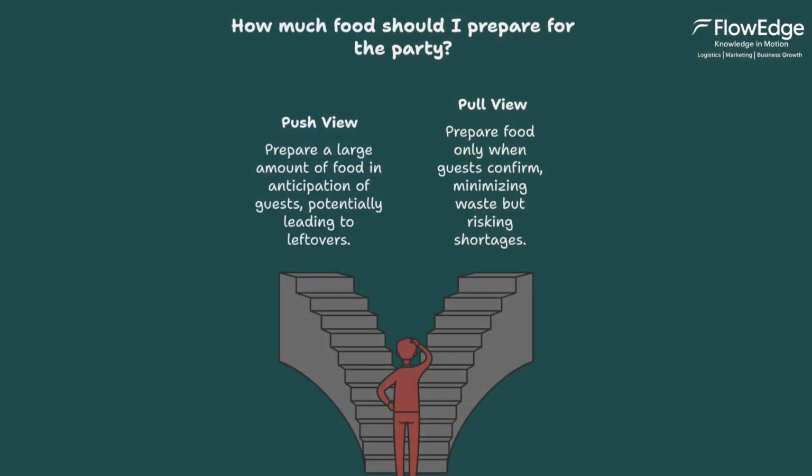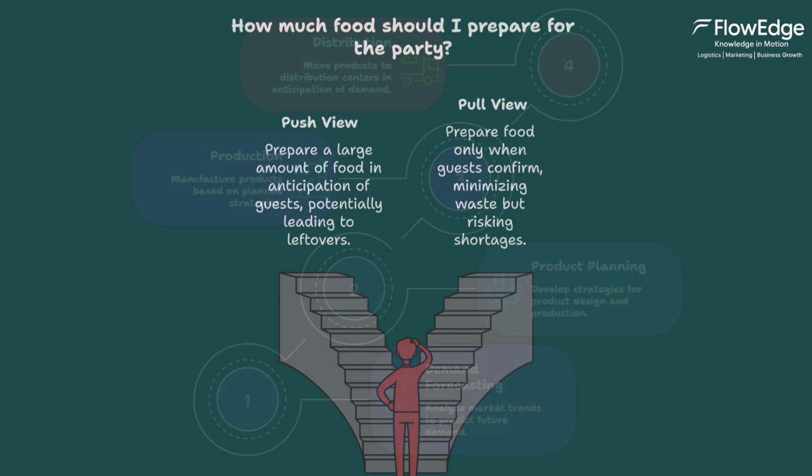To make this more relatable, think of it like cooking for a party. In the push view, you cook a lot of food assuming guests will come, and in the pull view, you cook only when the guests confirm that they are coming. This analogy helps us visualize how supply chains either anticipate demand or respond to it.